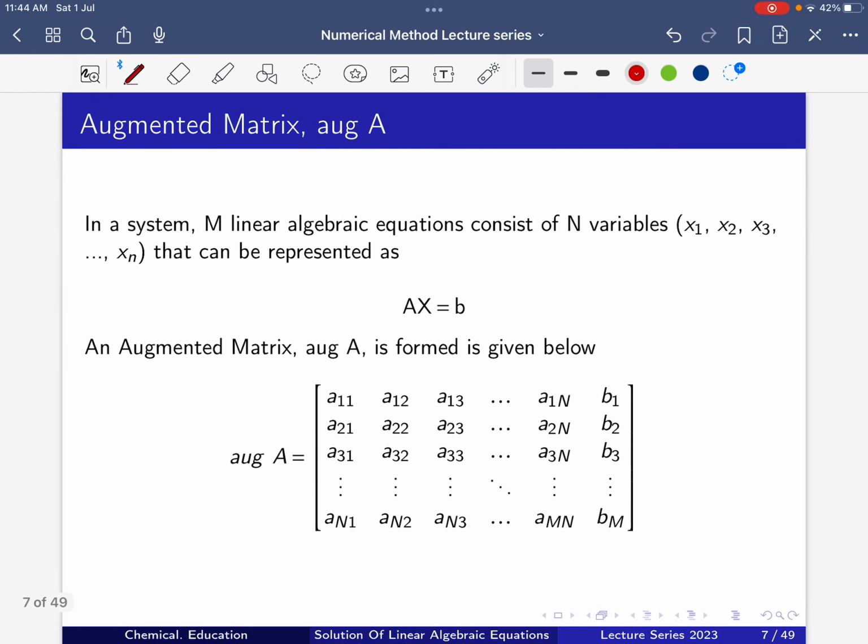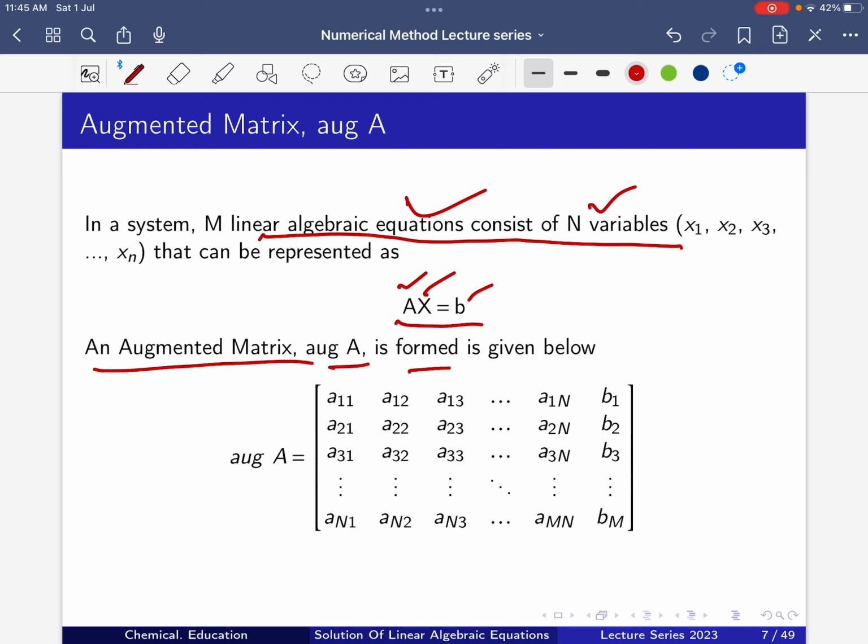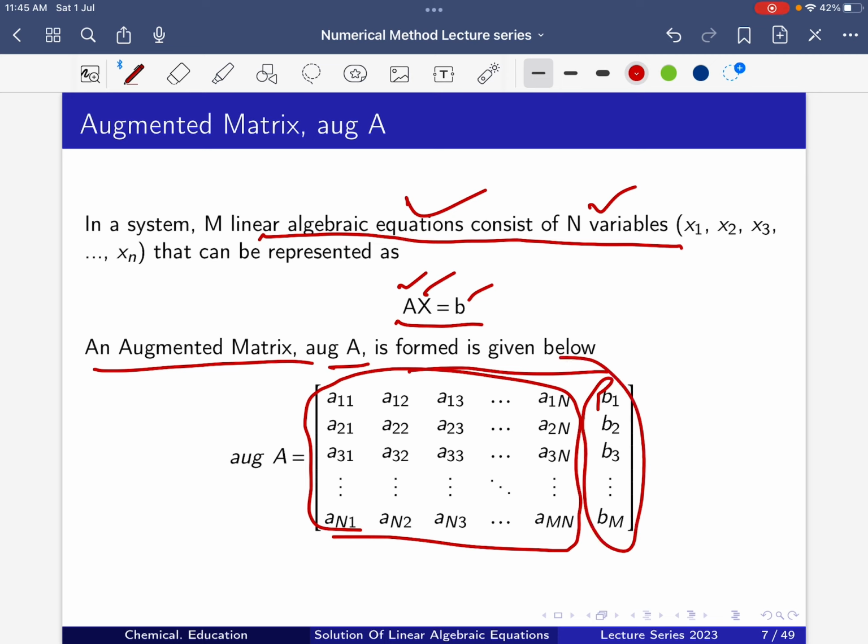Now, first we must know what an augmented matrix is. In a system, m linear algebraic equations consist of n variables. So here, n linear algebraic equations with n variables, we can represent that as Ax = b. A is the coefficient matrix, x is the variable, b is the constant vector or constant matrix. So the augmented matrix, aug A, is formed as given below. Here is the coefficient matrix, along with which we are putting the constant matrix. Altogether, this is called the augmented matrix.